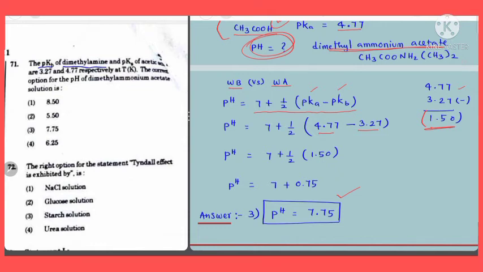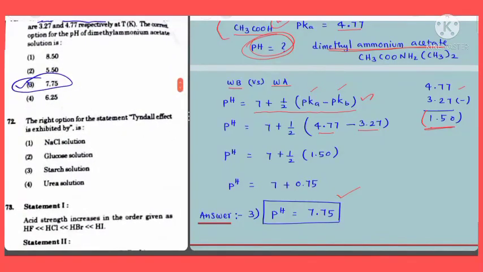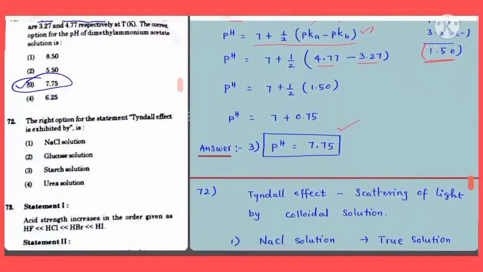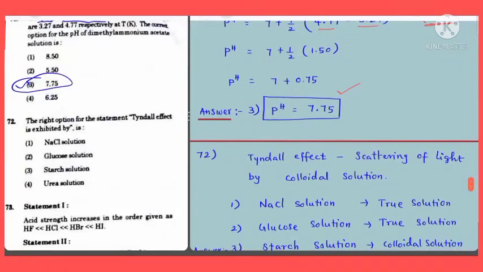This is a formula substitution problem. I think you can easily do it. So option 3 is the correct answer. The pH of dimethyl ammonium acetate salt is 7.75. Now question number 72. The right option for the statement: Tyndall effect is exhibited by.